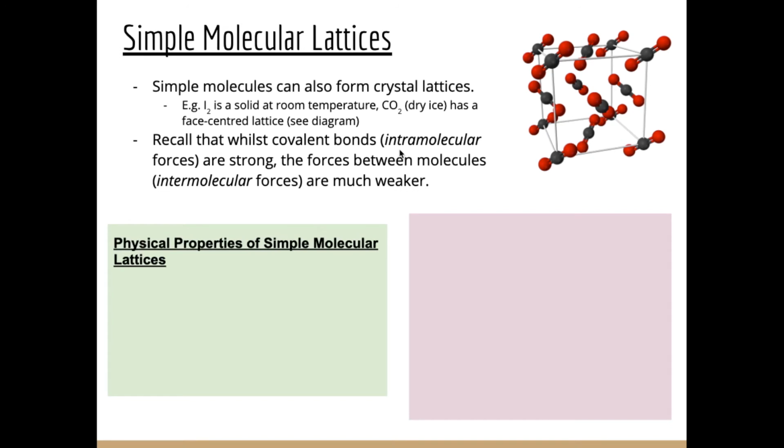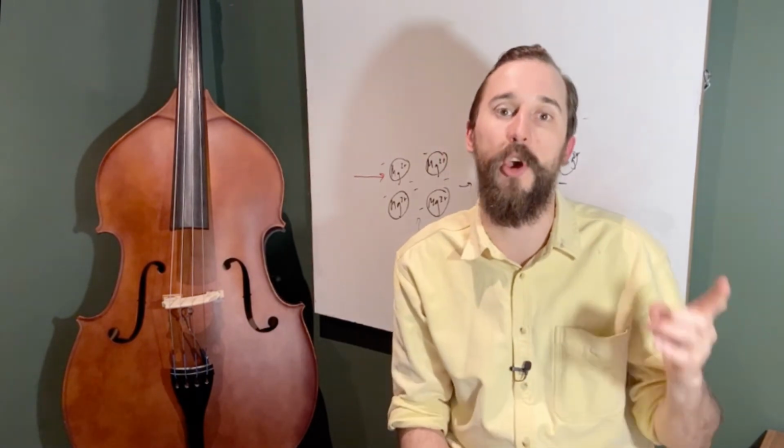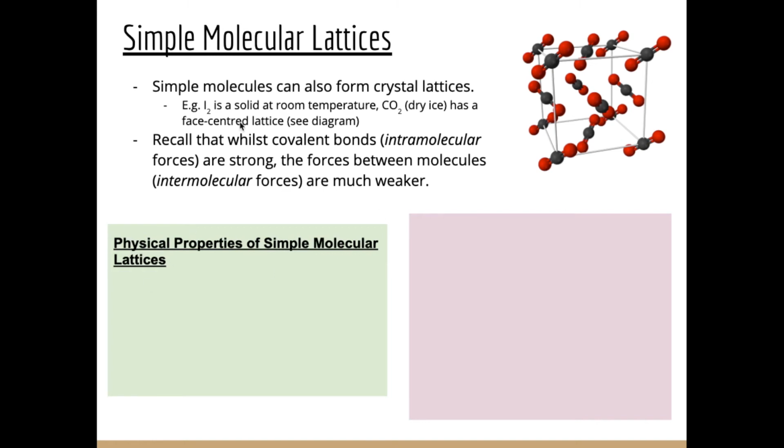So let's just recap. Whilst covalent bonds, our intramolecular forces, are very strong, the forces between molecules, our intermolecular forces, are much weaker. We have a whole video on intermolecular forces that you can go back and recap on if you want to do that. So let's consider the physical properties that will manifest because of these chemical properties.